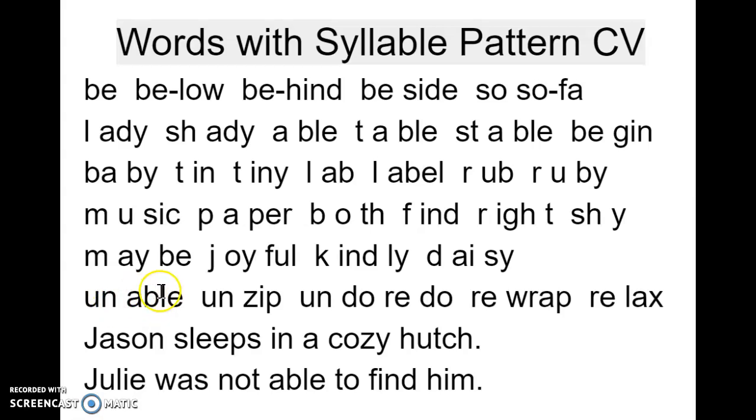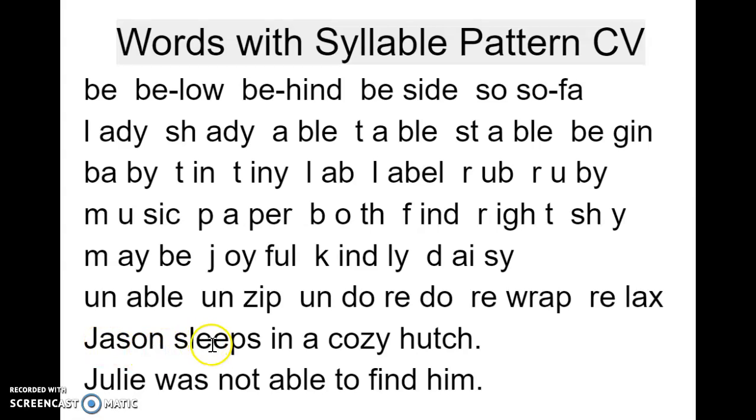Unable, not able to do it. Unable. Unzip. Undo. Redo. Rewrap, to wrap it again. Relax, to take it easy. Let's move on to the sentences.